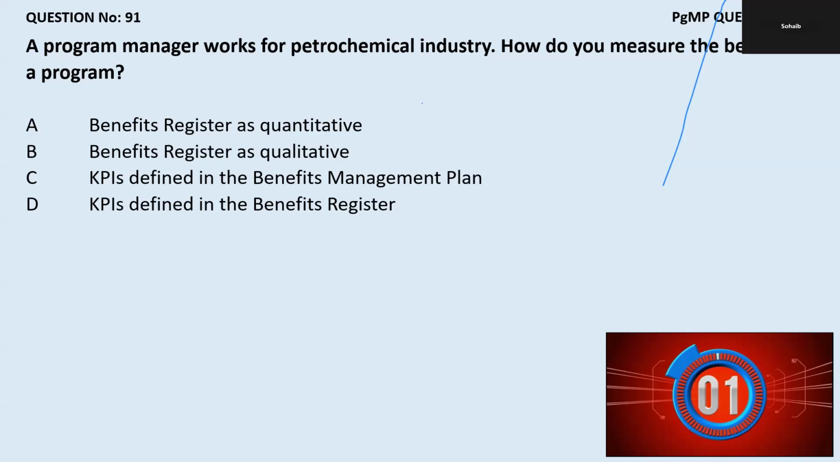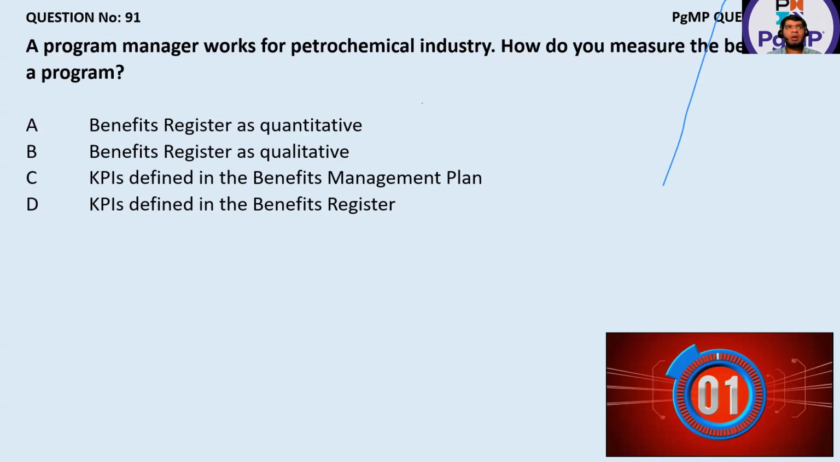So how can it be C? Because right now in the class, as we have already understood, the benefit register is a detailed dynamic document that tracks the actual benefits identified, planned, realized, and sustained throughout the program. And also, in the content of the benefit register, it says that it tracks those KPIs. So the benefit management plan could be the answer, but it is the process through which you can track those KPIs. But which document contains these KPIs? It has to be the register.